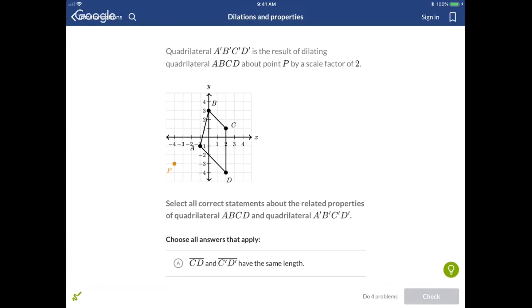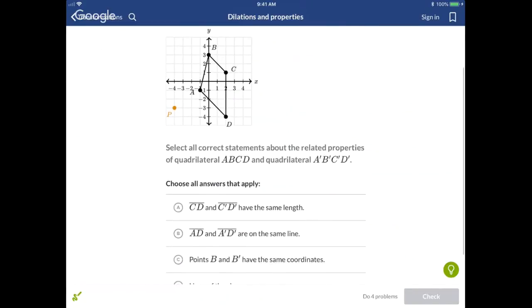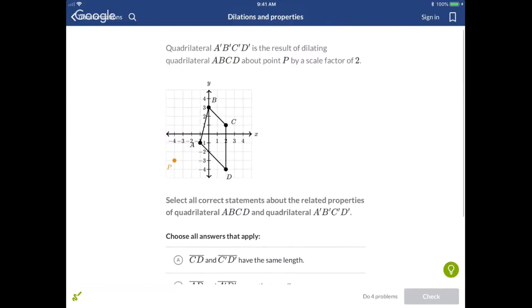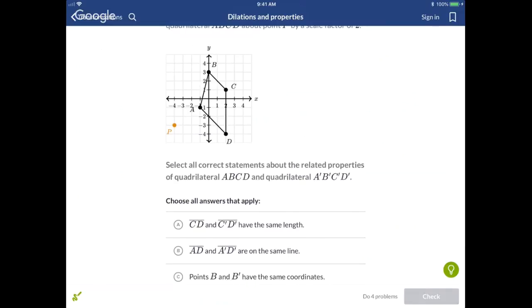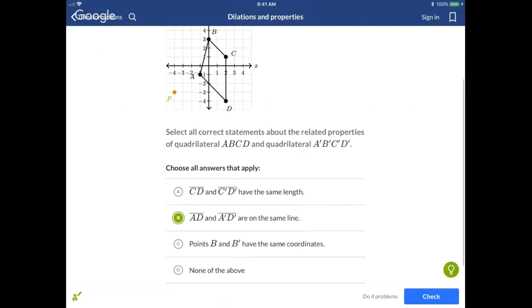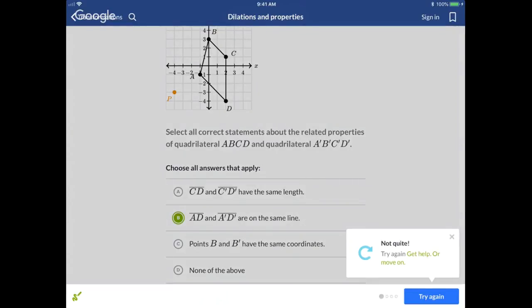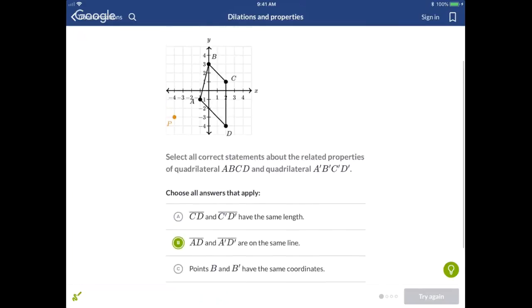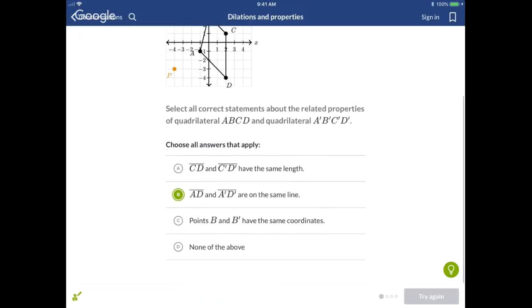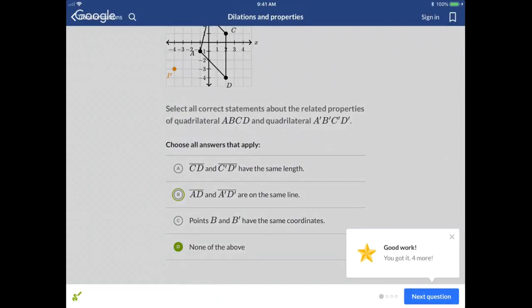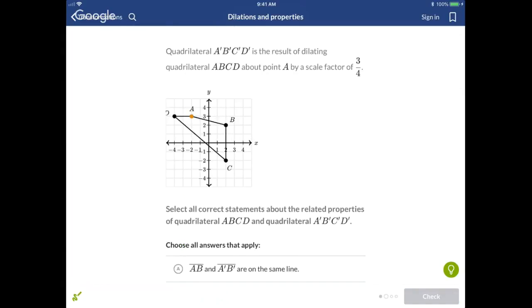So a dilation, let's see, this one's about point P by a scale factor of 2. And a dilation will take every point to a new point on the same line. That's true. A, D, and A prime. Oh, yep. No, none of those are true. There we go. So every point would move. Let's see.